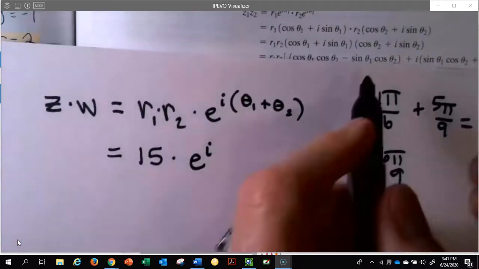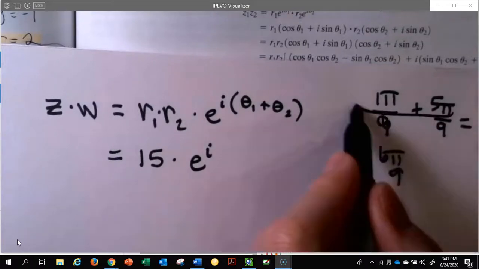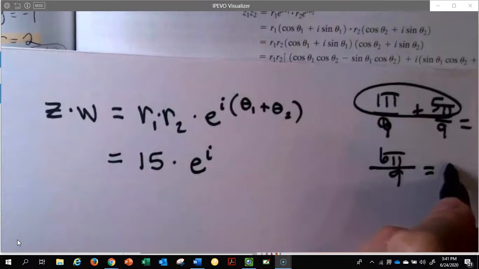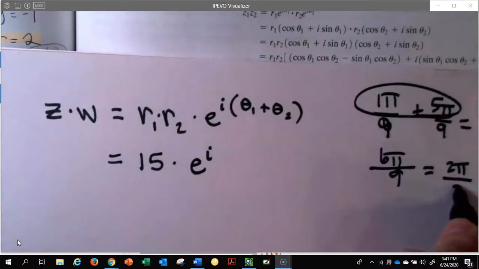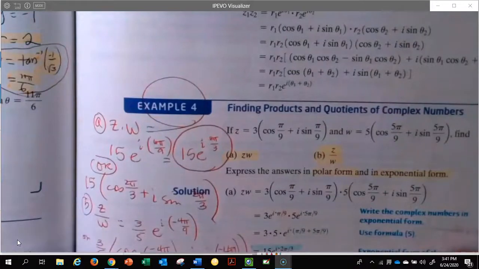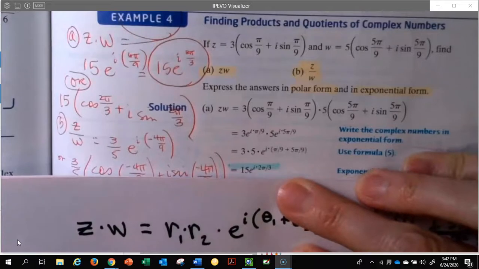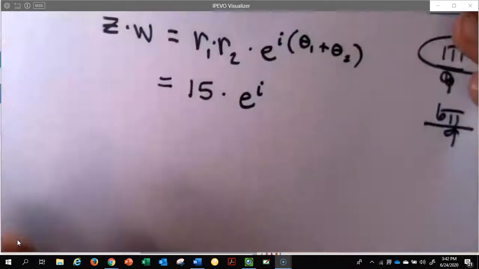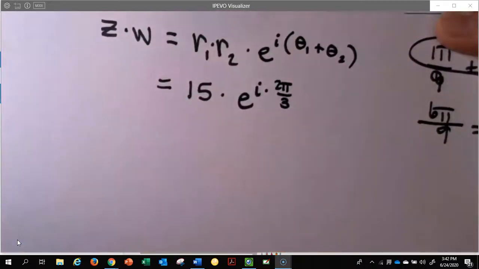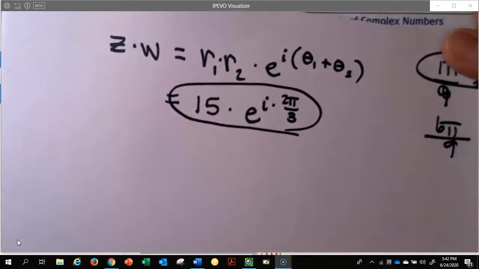We're not there yet. How about pi over 9 plus 5 pi over 9? And when you add the numerators, you get 6 pi over 9, which can reduce by taking out a 3 from the top and a 3 from the bottom. And we are done, except I want to show you how they write it. You see how they write it kind of sideways? It's okay, but I prefer that we write it like this. I'm not going to count off, but I just think it looks better. So remember how I said you've got to be fluid?